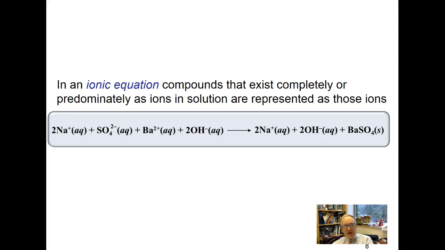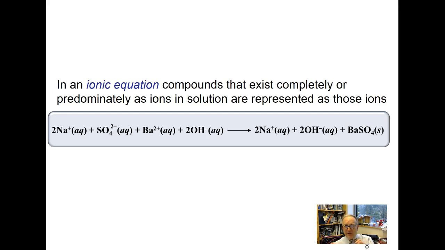Next, what we're going to do is write the net ionic equation. The net ionic equation is only going to show those species that actually change from one side to the other. Let's look at what's on the reactant side versus what's on the product side. On the reactant side, we've got 2Na+ aqueous, and on the right-hand side, the product side, we've got 2Na+ aqueous. Just like in algebra, if you've got the same thing on both sides of the equation, you cancel them out. So the sodium ions are going to cancel out.